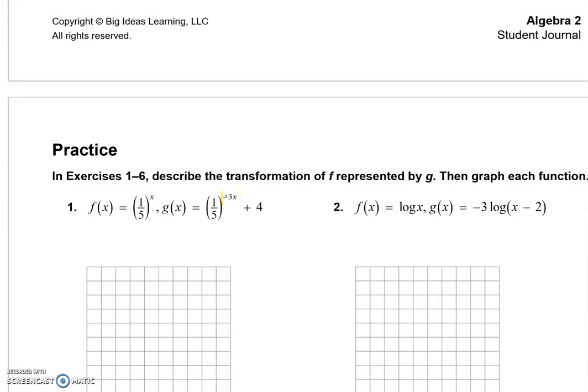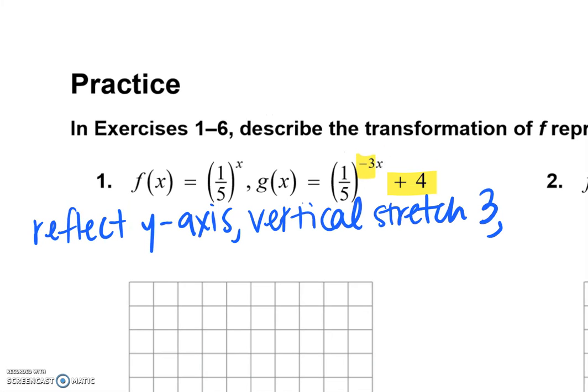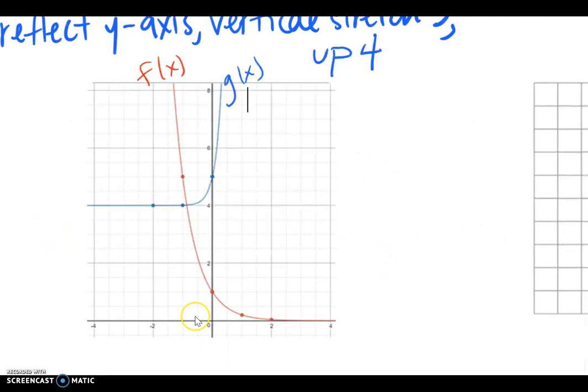Here I see there's a negative 3 multiplied by the x, and we're also adding 4. The negative in front of the x means a reflection on the y-axis. The 3 represents a vertical stretch. Because 3 is greater than 1, it's a stretch. Since we're adding 4 to the whole function, not just the x, the plus 4 is going to mean up 4. Last thing I need to do is graph it. You can use Desmos. Make sure you graph it and label it.